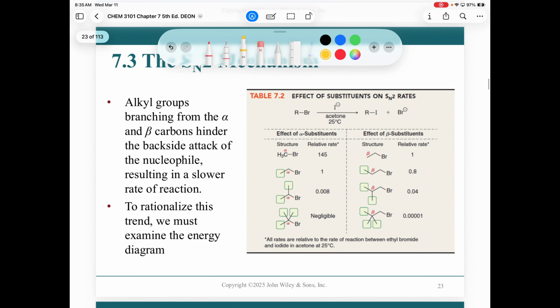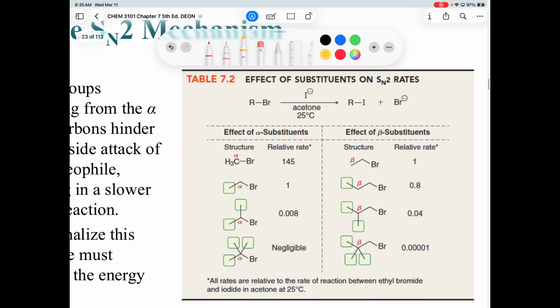So check this out. Now, I'll sort this out for you. All this is showing is a nucleophilic attack by an iodide ion on some kind of alkyl bromide, in acetone. Acetone is nail polish remover.